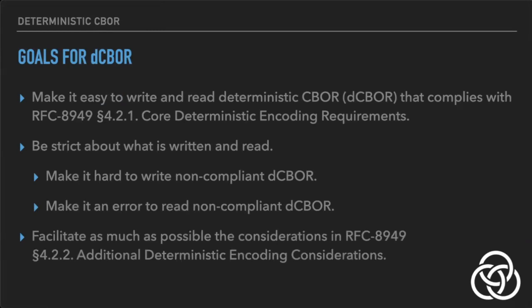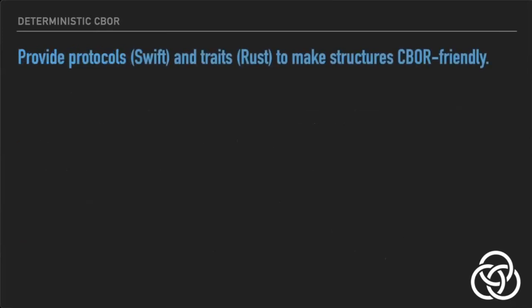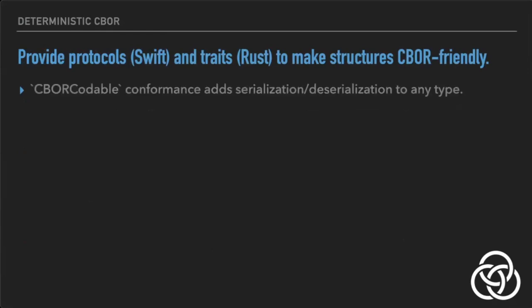We also want to facilitate as much as possible the considerations in section 4.2.2, the additional deterministic encoding considerations. I'll talk about a couple of the ways we've done that here too. Our actual implementations provide protocols, as they're called in Swift, or traits, as they're called in Rust, to make structures CBOR friendly. You can create your own structures, conform to these protocols, or implement these traits, and be dCBOR compatible. So the CBOR codable conformance adds serialization and deserialization to any type.